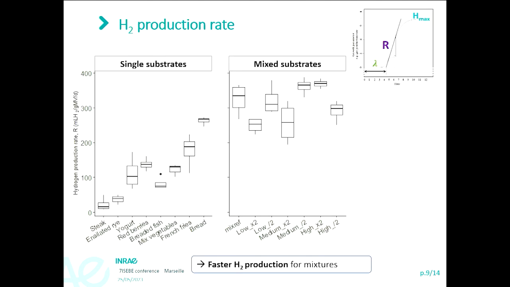But why do we have this interaction? First, we decided to take a look at the kinetics parameters, and more in particular, the hydrogen production rate. So we compare this production rate between the single category and the mixture category. And we observed that we had a faster hydrogen production for the mixture category compared to all the single substrates studied.